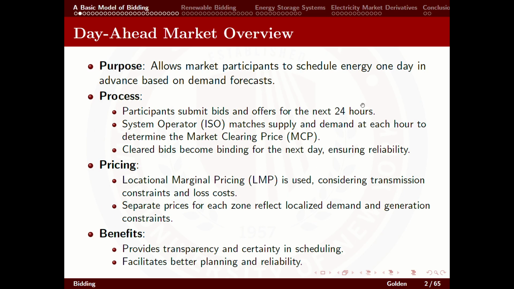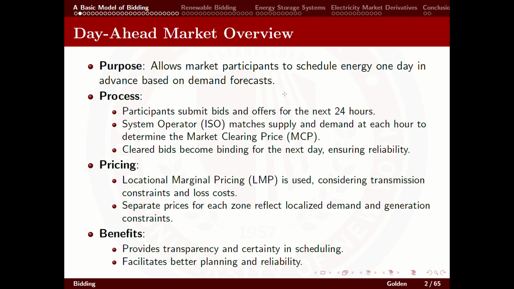So the purpose of the day-ahead market is to allow market participants to schedule energy 1 day in advance based on demand forecast. Participants submit bids and offers for the next 24 hours. The ISO then matches supply and demand at each hour to determine the market clearing price, or locational marginal price. Cleared bids become binding for the next day, ensuring reliability.